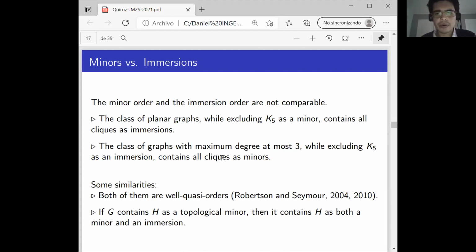Both of them are well quasi-orders, meaning that if you have an infinite set of graphs, then one is contained in the other by either of the relationships, say minor or say immersion. And both results were proved by Robertson and Seymour. And if G contains H as a topological minor, then it contains H both as an immersion and as a minor. Okay, so they do share some similarities.